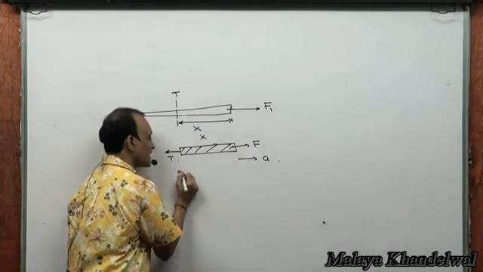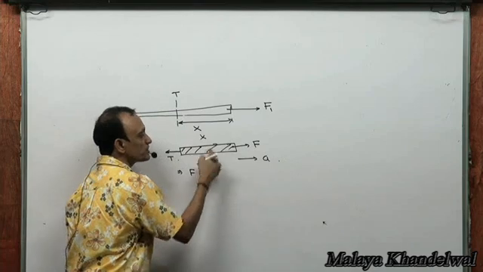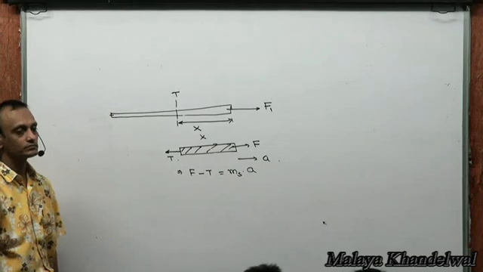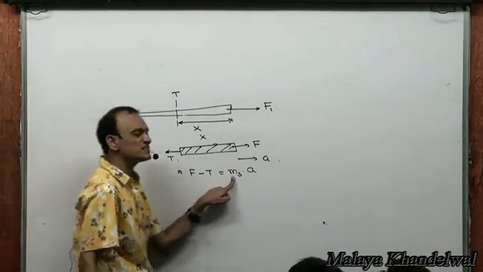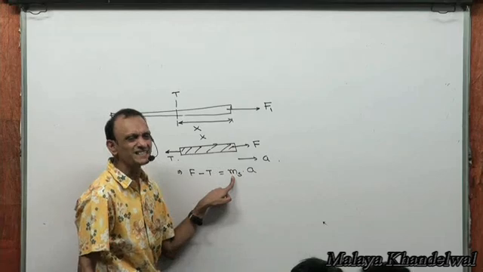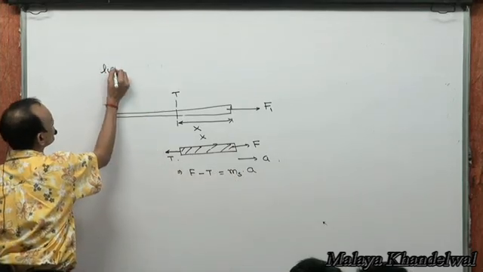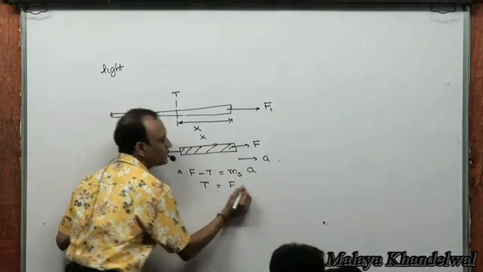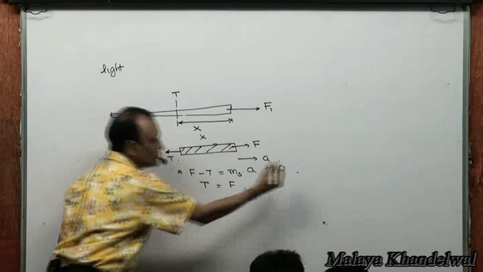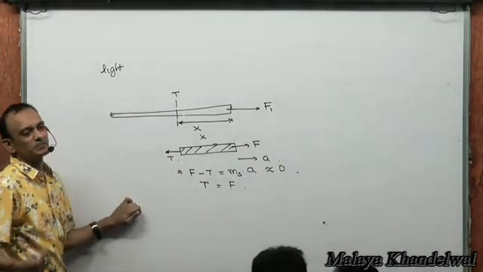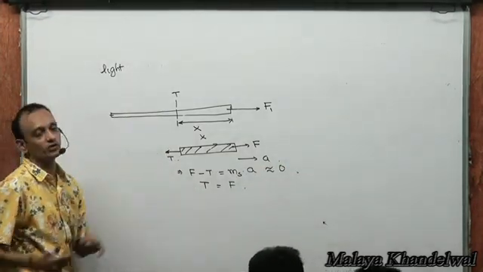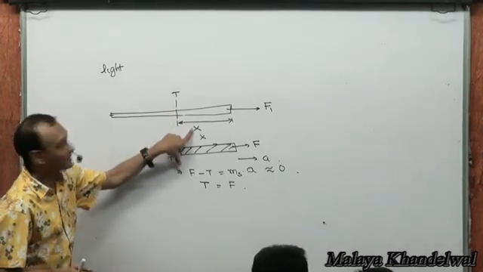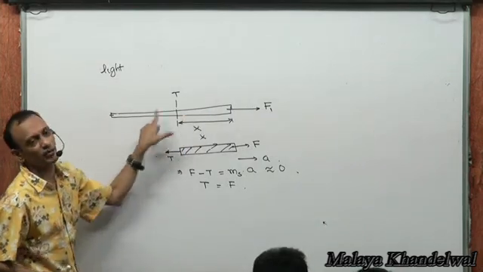Then do you realize that F minus T must be the mass of this segment, ms, into acceleration? But this is negligible because it's a light string. I'm talking of a light string. That will give me T equal to F, because this is practically equal to 0. String being light, ms is practically 0. So T will be equal to F. That means this T does not depend on x. That means this T will be the same at every point of this string.